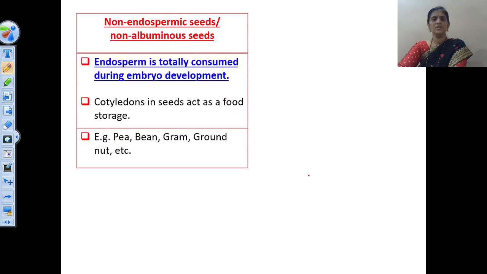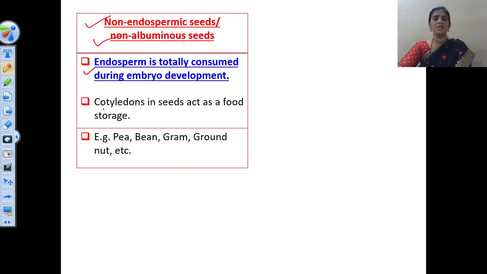Okay. Now there are two types of seeds we can observe in these angiospermic plants. Some seeds are not having endosperm. Those are known as non-endospermic seeds or non-albuminous seeds. So here, why is endosperm not occurring in those seeds? Because the endosperm is totally consumed during embryo development. So when the embryo development is taking place inside the ovule, at that time the endosperm is getting totally consumed. It is totally used for the embryo development, and therefore there is no endosperm in the seed. Such seeds are called non-endospermic seeds or non-albuminous seeds.